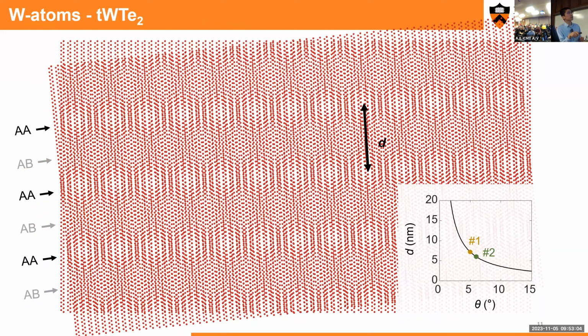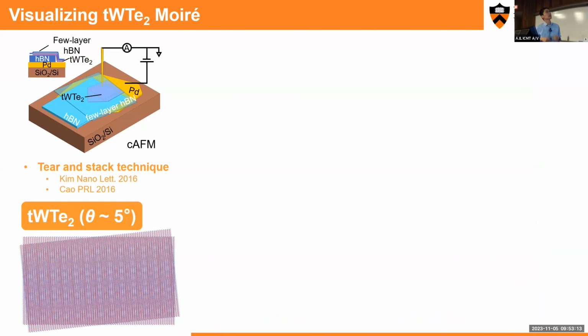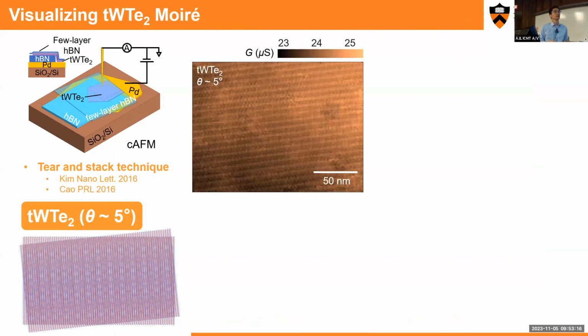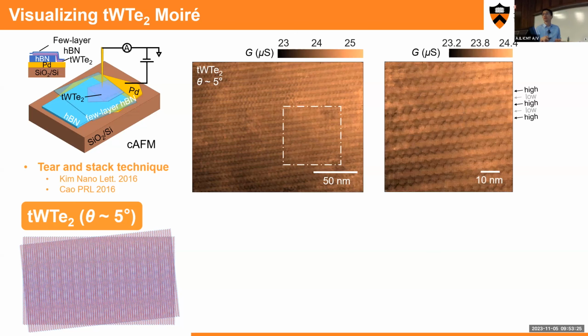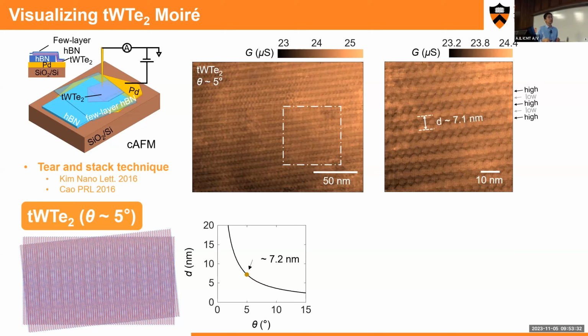The long width and the short width ratio is around 1/2, so it's around 2. Experimentally, we can actually visualize it. For example, we can do conductive AFM. We image the Moiré, and this is a real image of the Moiré superlattice. You can see the interchanging stripes, with the local conductance alternating between high and low. The distance also overlaps very well with the calculation.